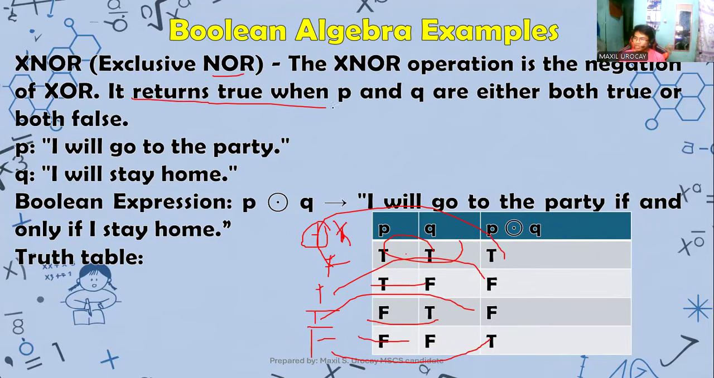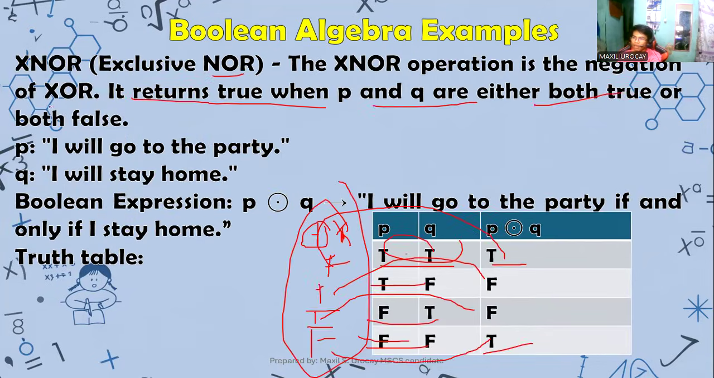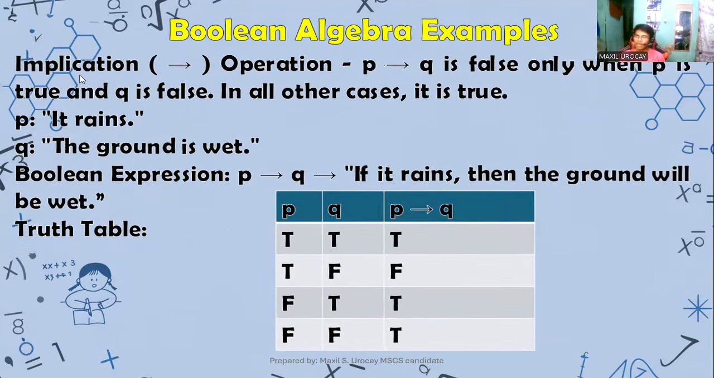Now, XNOR returns true when P and Q are either both true or both false. So, true and true is true. False and false is true. That's basic. But it's better that you were able to get the function for the XOR. Now, for implications, this is for if-then.